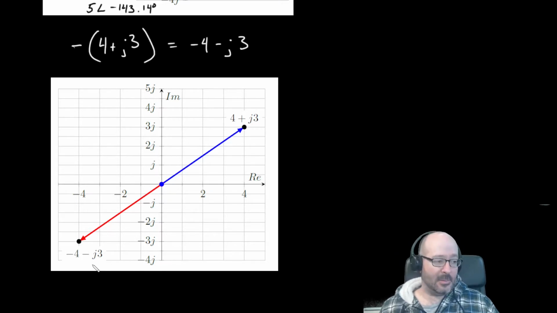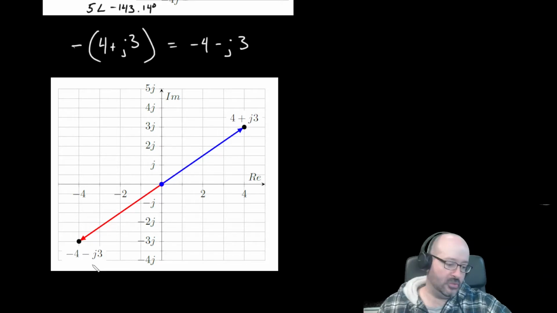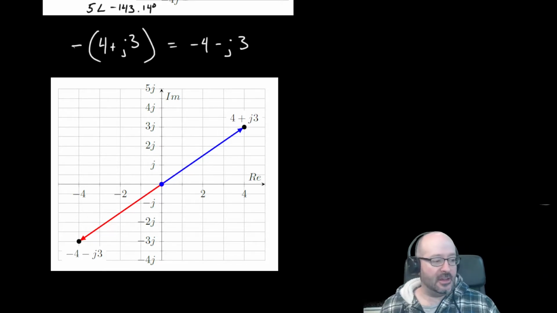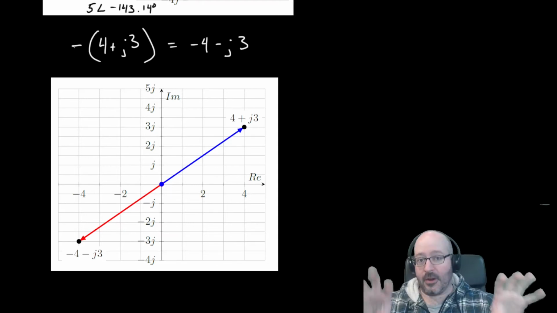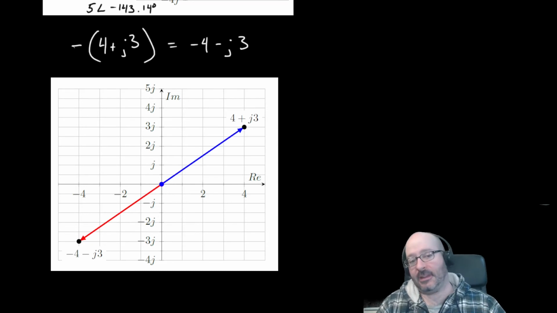So in my opinion, for negation, do it in rectangular, do it in polar, do it in exponential. It doesn't really matter. At the end of the day, I want you to think of negation as just turning 180 degrees and moving the same distance. So these are the 2 parts. We need these 2 parts if we want to put them together and do subtraction.